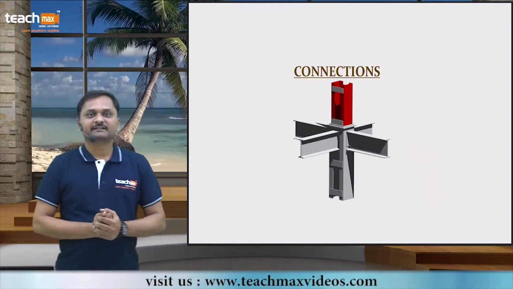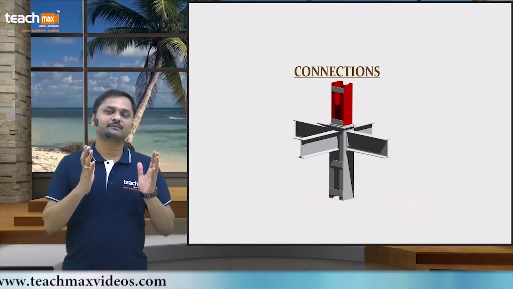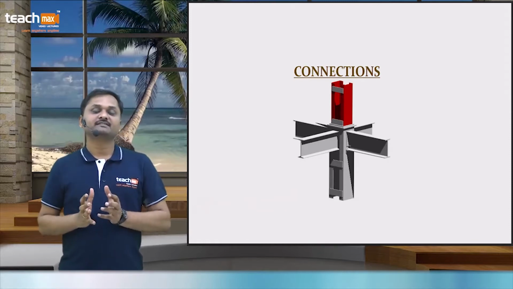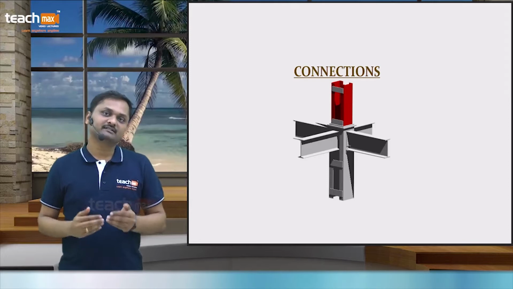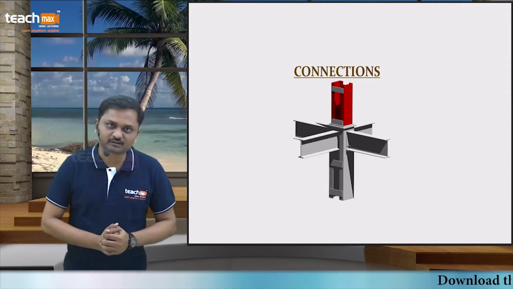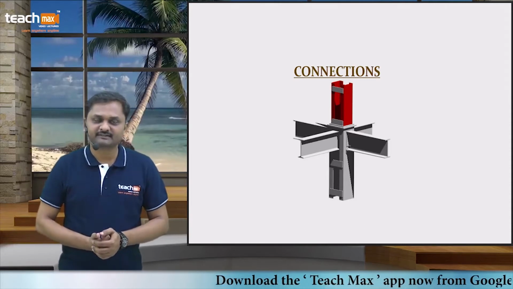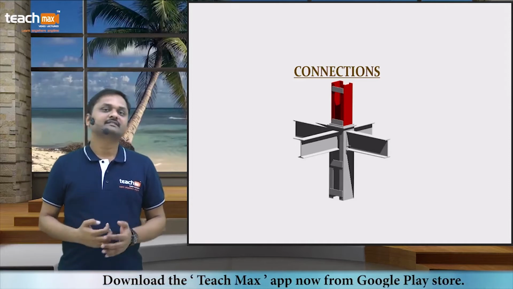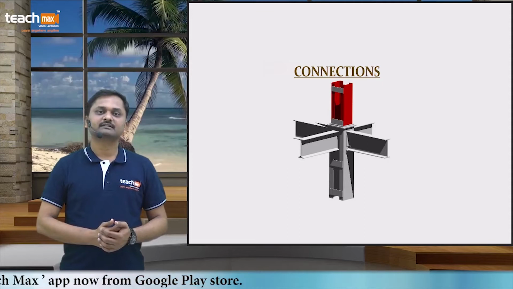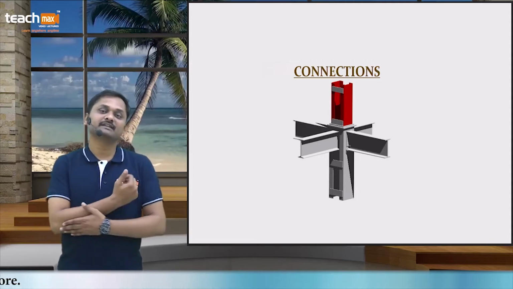Let us move to the next part of design of steel structure, that is connections. Connections are very important for the design because connections are the means which are used to connect two members together at the joints and to transfer the load safely into the other, adjacent member. So connections play a very important role. We need to design them properly so that the function and performance of the structure are satisfied.